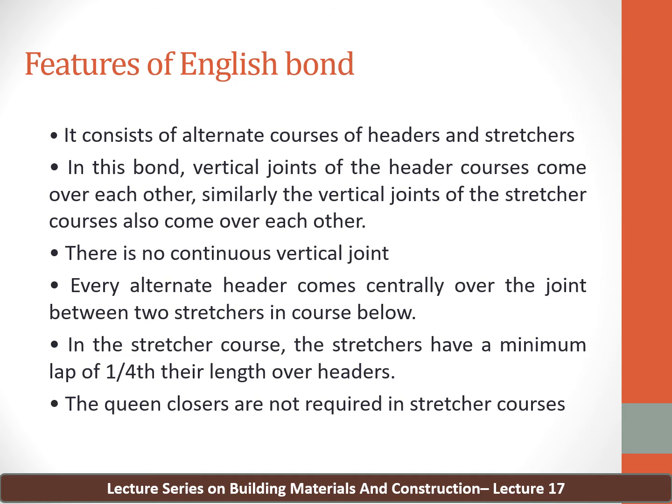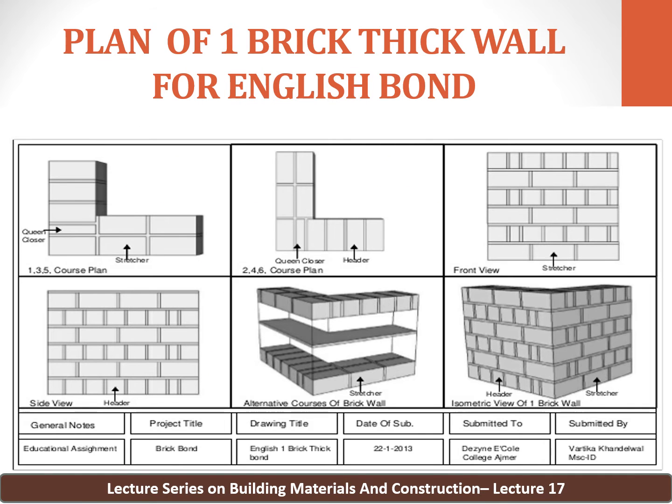The hearting, that is the middle portion of each of the thicker walls, consists entirely of headers. At least every alternate transverse joint is continuous from face to face. A header course should never start with the queen closer, as it will get displaced. The queen closer should be placed just next to the queen header. So you can see here, queen closers are not required in the stretcher course.